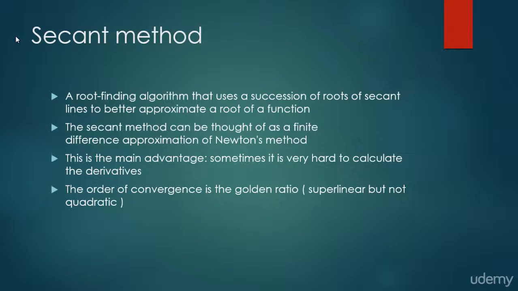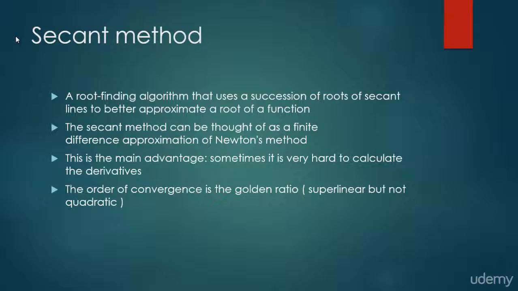Okay. A bit better is the so-called secant method, a root-finding algorithm that uses a succession of roots of secant lines to better approximate the root of a function. So we have two initial guesses, we have two points, and we just have to connect these two points without the derivative. It's very important.